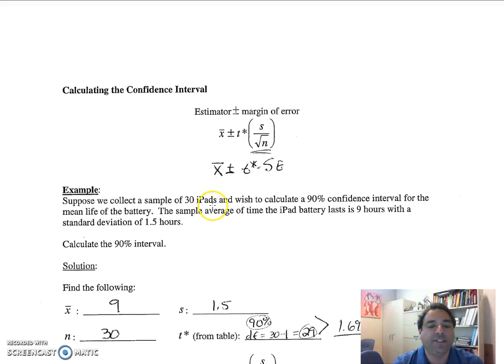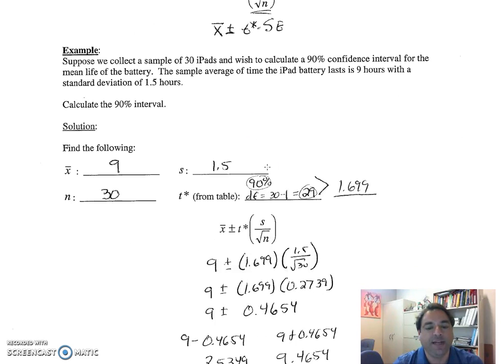And when we do a confidence interval, it's going to be x bar plus or minus T star, we'll talk about T star in a little bit, times the SE. So for example, suppose we want to collect a sample of 30 iPads and wish to calculate a 90% confidence interval for the mean life of the battery. The sample average of time that the iPad battery lasts is 9 hours with a standard deviation of 1.5 hours, and we want to calculate a 90% confidence interval.